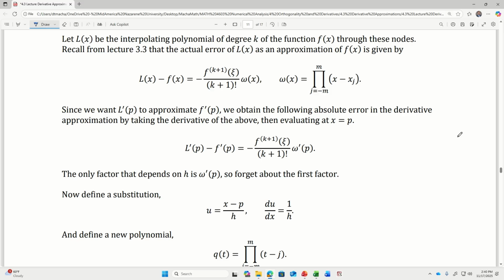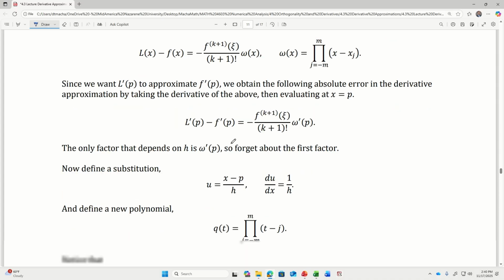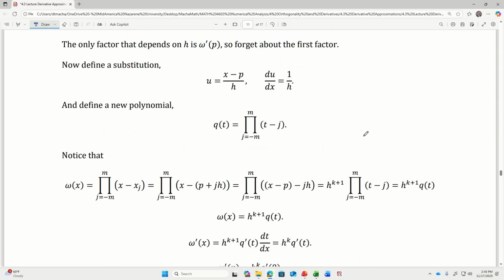When we are looking at this omega prime of p factor, we're going to make a little substitution. We're going to replace the x variable with this. We're going to set u equal to x minus p over h. That means the derivative of u with respect to x is 1 over h. So a little u sub. And that means we get to define a new polynomial, lowercase q. And what's nice about lowercase q is that the omega product that we were pointing to in the error formula is just going to be equal to h raised to the power k plus 1 times q of t.